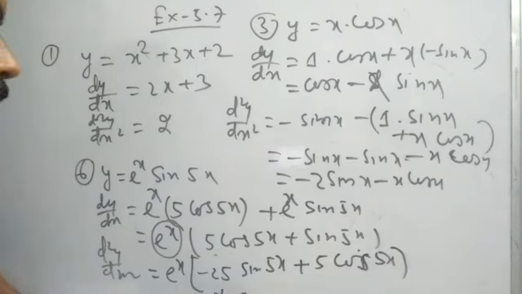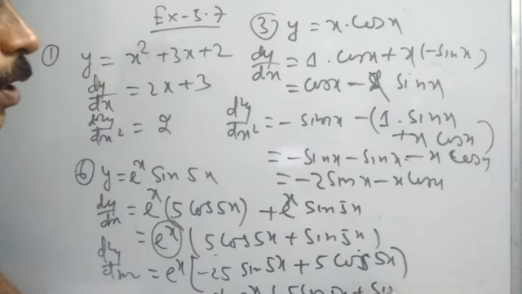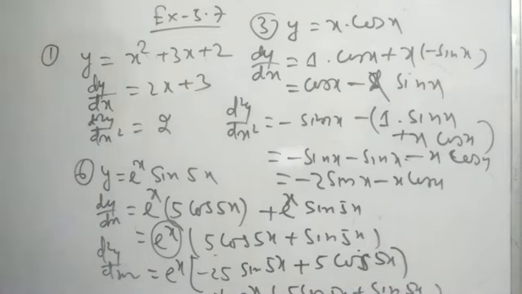The derivative of e to the power x is e to the power x, and the other term gives constant 5 cos 5x plus sin 5x. We have to take e to the power x common, then combine the two terms, and we will get the answer easily: e to the power x times the sum of these two terms.